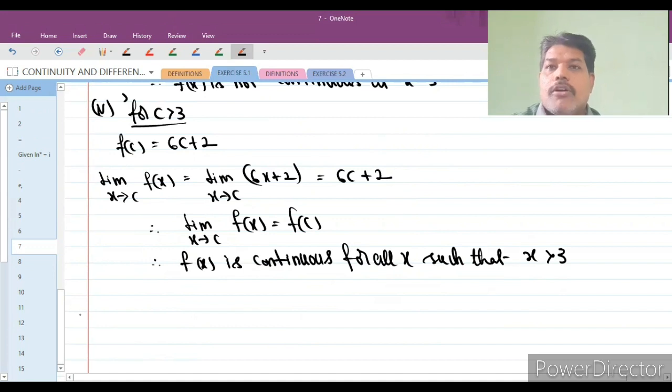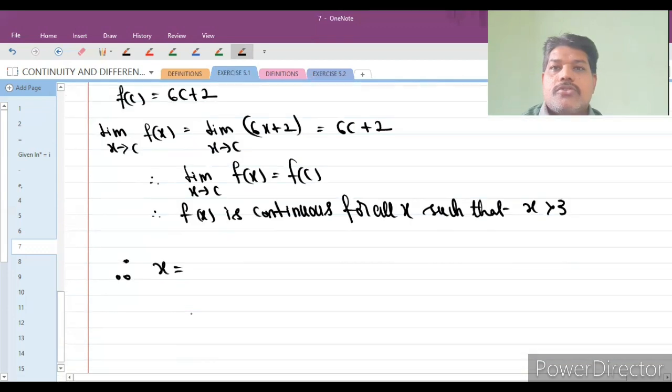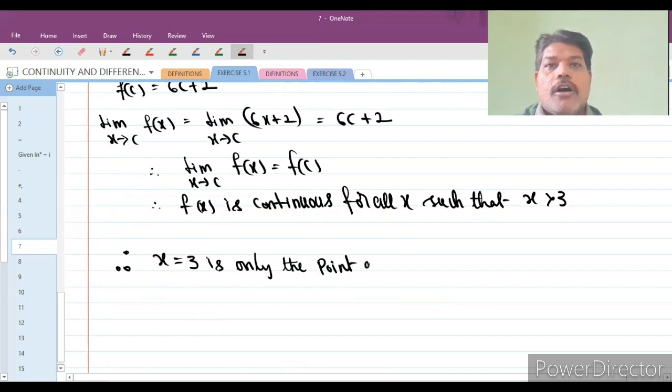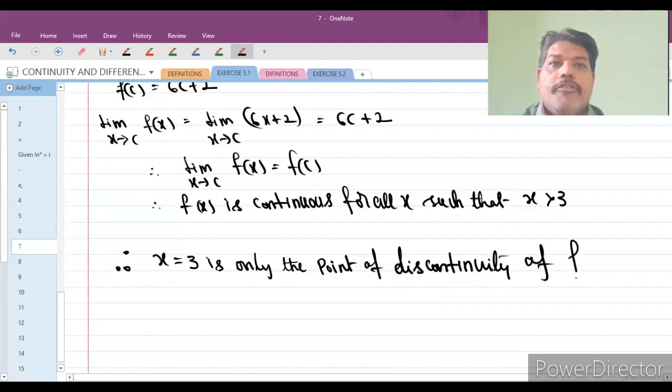So from 1, 2, 3 and 4, therefore what we can declare? At x is equal to 3, it is not continuous. Therefore x is equal to 3 is the only point of discontinuity of f. Except at x is equal to 3, the function is continuous. X is equal to 3 is the only point of discontinuity of f.